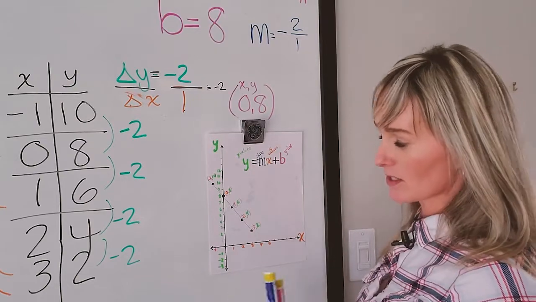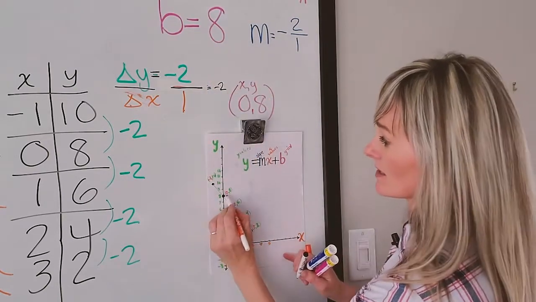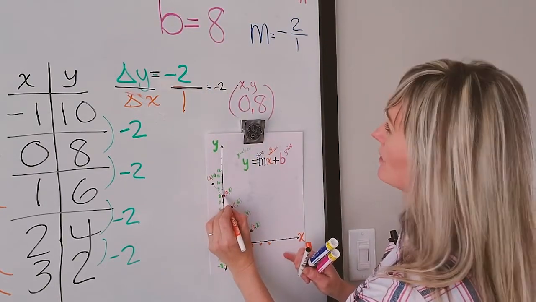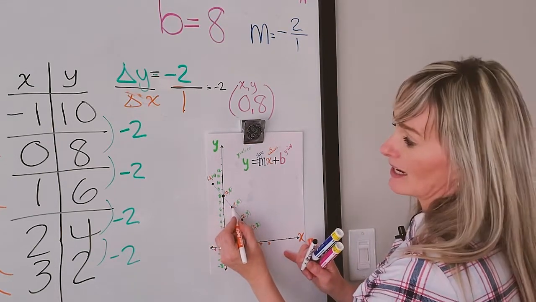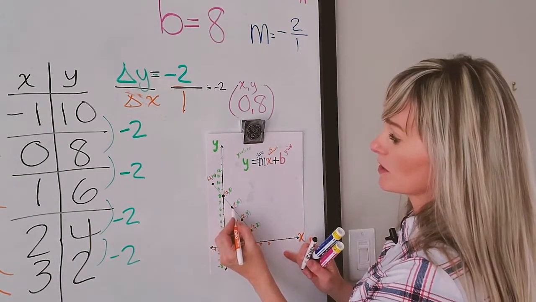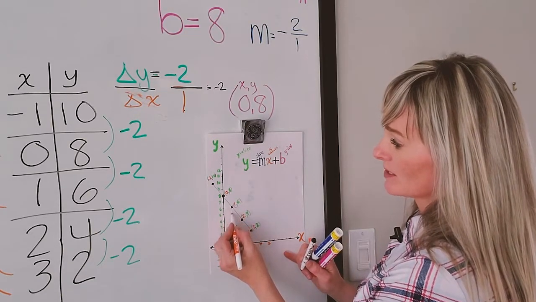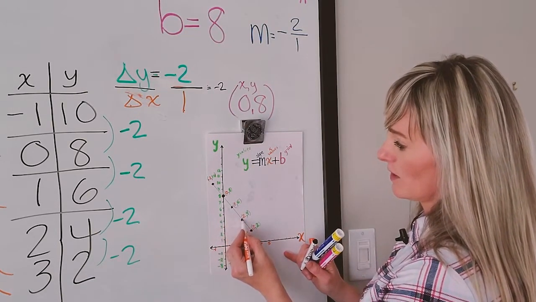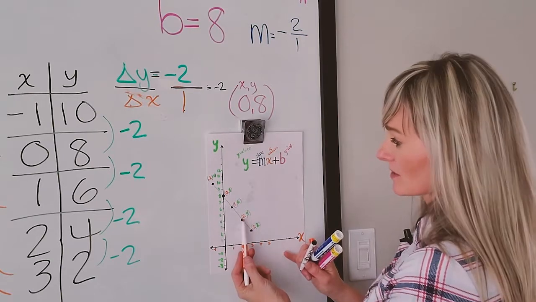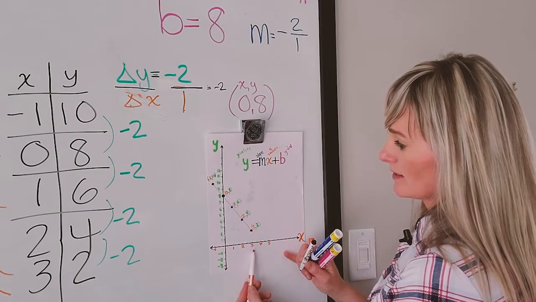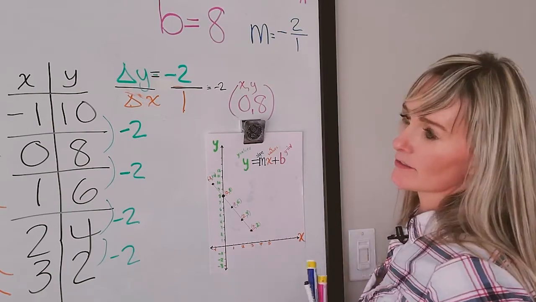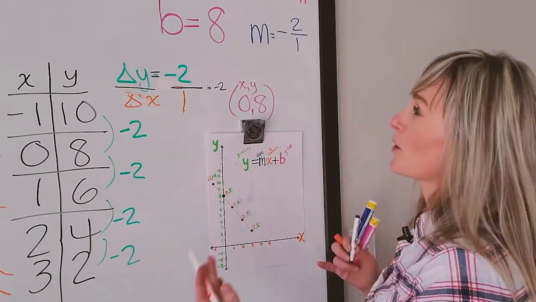If we were to start and we knew that b was 8, we could start at 8, and then say, okay, it's telling us to go down 2 and over 1. And ta-da, we're at our next set of ordered pairs, 1, 6. Then we go down 2 and over 1. Where are we now? 2, 4. We go down 2 and over 1, and once again, we're at our next set of ordered pairs. That's why a slope is so helpful.